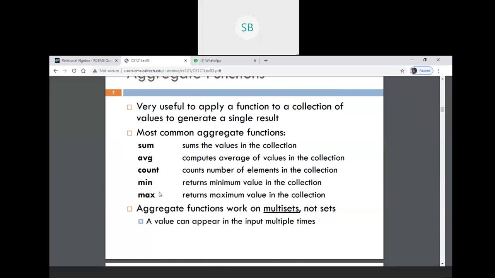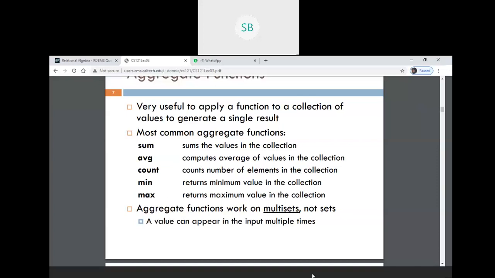For count also. And remember, sum means the addition of numbers. Average means we need to find the average value in the collection. Count will give the total count. Then we have the minimum and maximum. Also remember, this is an important MCQ: these aggregate functions work on multi-sets, which means they will not take a single value, they will take multiple values. That is why they are known as multi-sets.